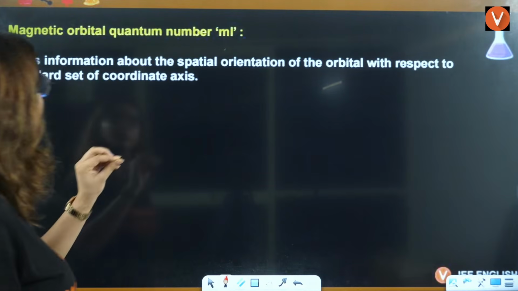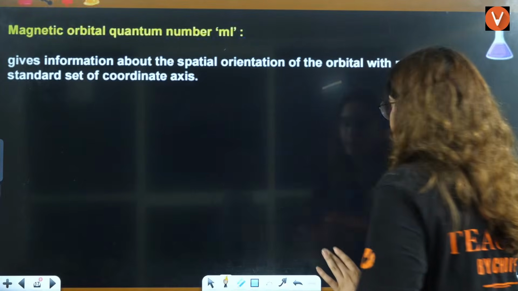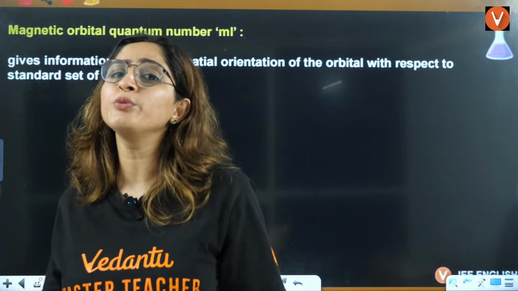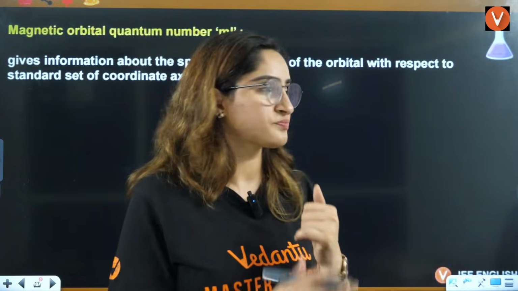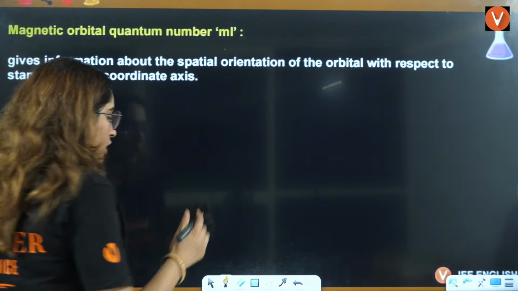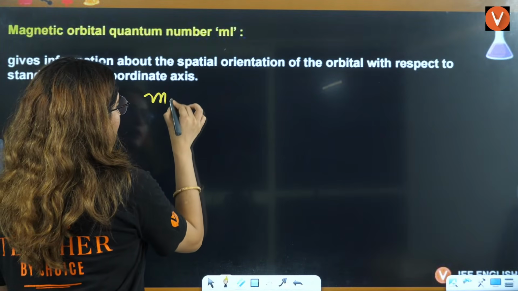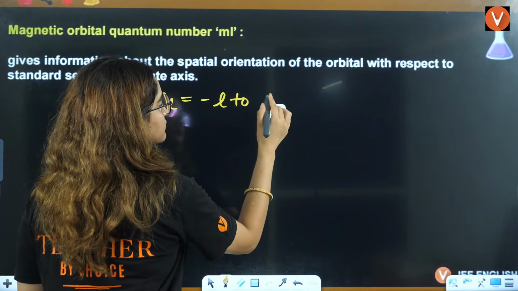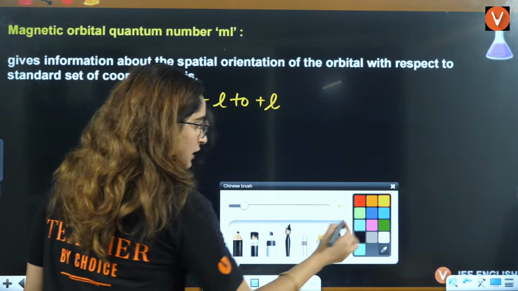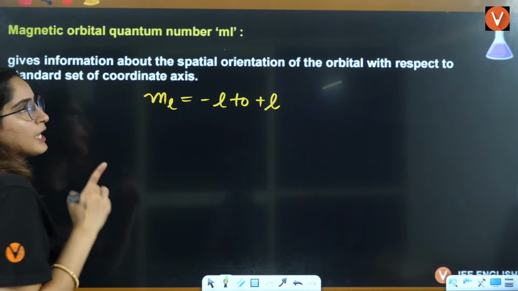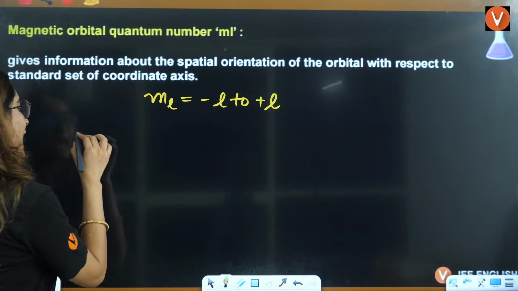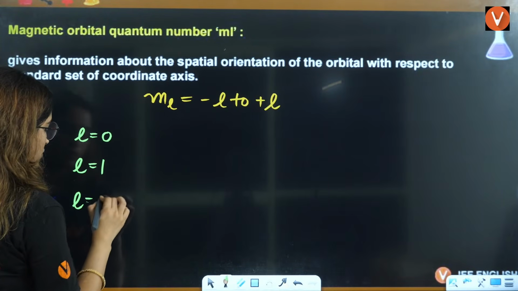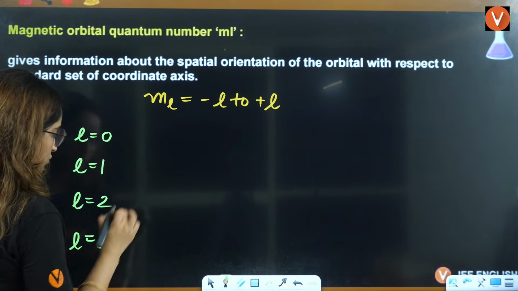Now, let's talk about the magnetic orbital number. Now, I am saying I am outside your house. In which room are you staying? So, the room will be ML, which is represented by minus L to plus L. If I say I am living in L equals 0, I am living in L equals 1, I am living in L equals 2, I am living in L equals 3.